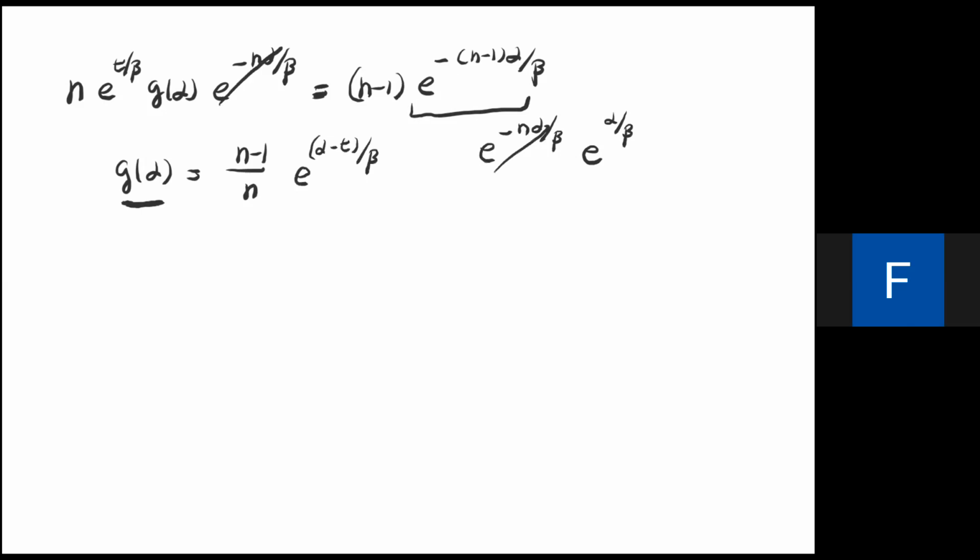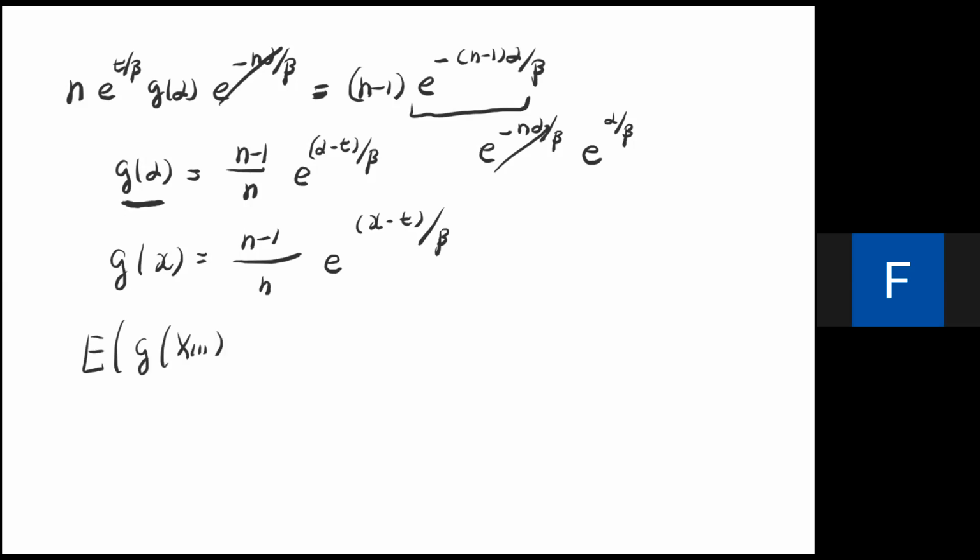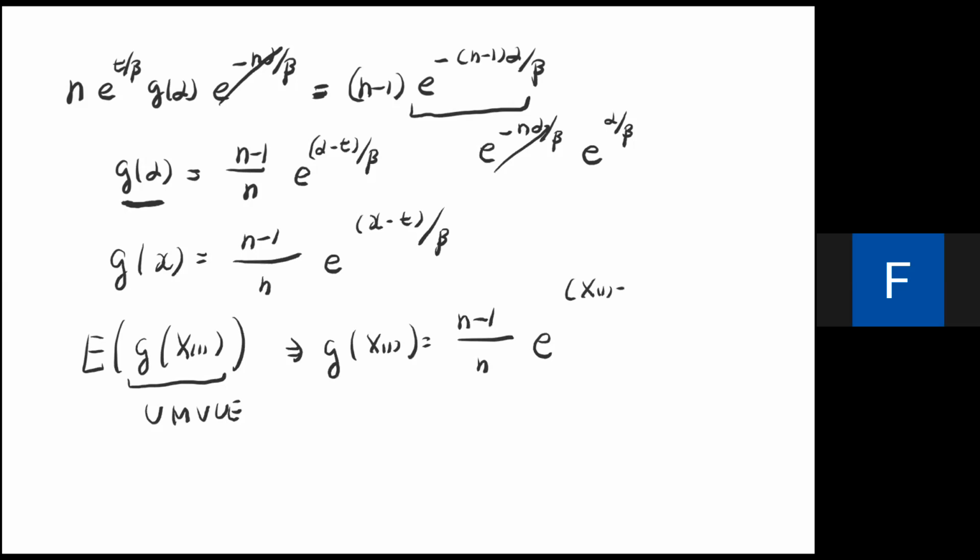And then this guy divided by that, I think eventually it's alpha divided by t divided by beta, I think. Yes. Okay. So that means your g function is n minus 1 divided by n exponential, then x minus t divided by beta. Then that means the expectation of gx1 is a UMVE, right? UMVE. Then that means your g function of x1 is n minus 1 over n exponential, then x1 minus t.